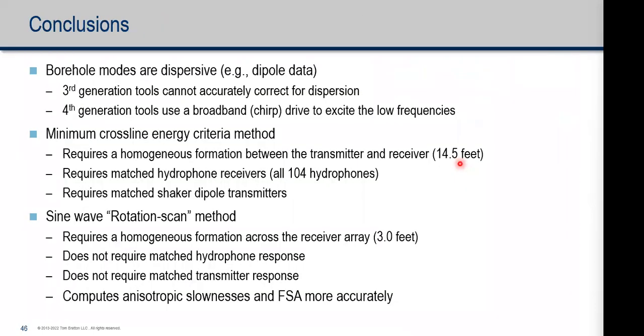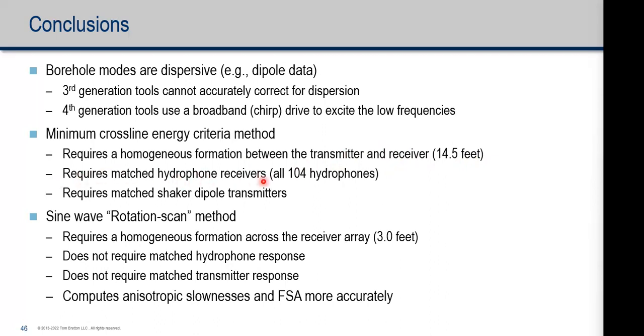So in conclusion, borehole modes are dispersive. Third generation tools cannot accurately correct for dispersion. So fourth generation tools, because they use a broadband drive to excite those lowest frequencies, are critical to getting the accurate slownesses. The minimum crossline energy method is what the industry has been using for the last 30 years. It requires a homogeneous formation between the transmitter and receiver. In fractured granite, you're never going to see that.